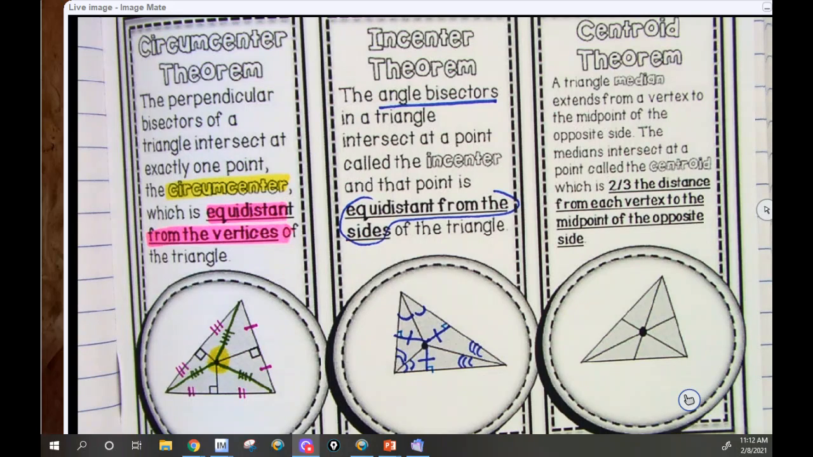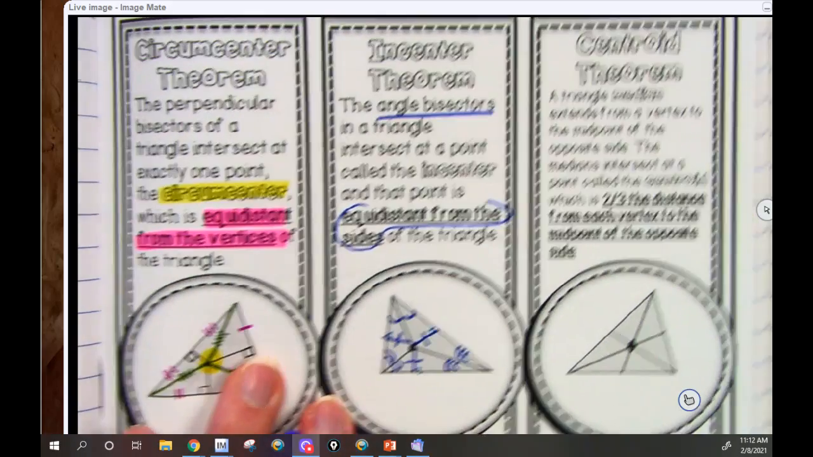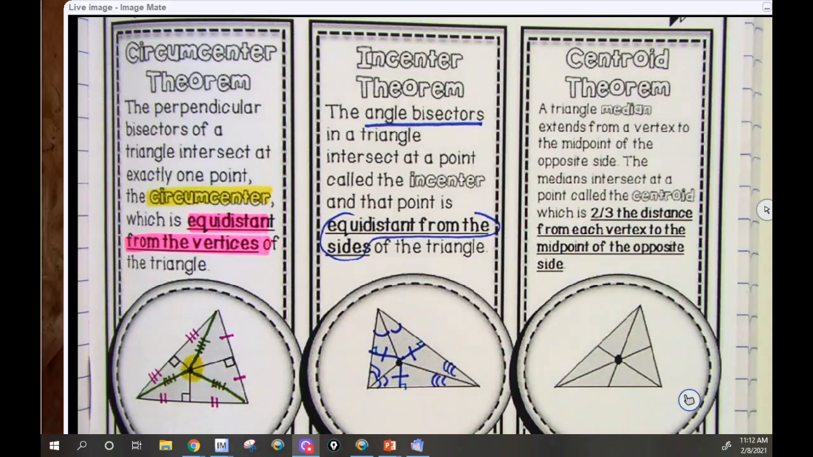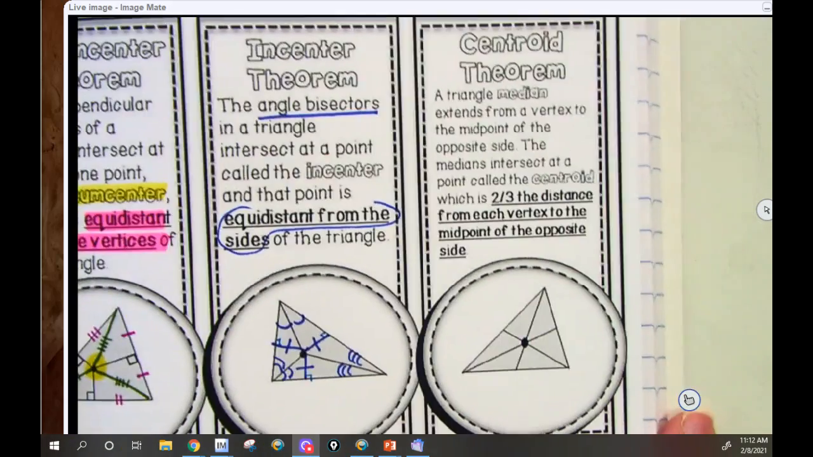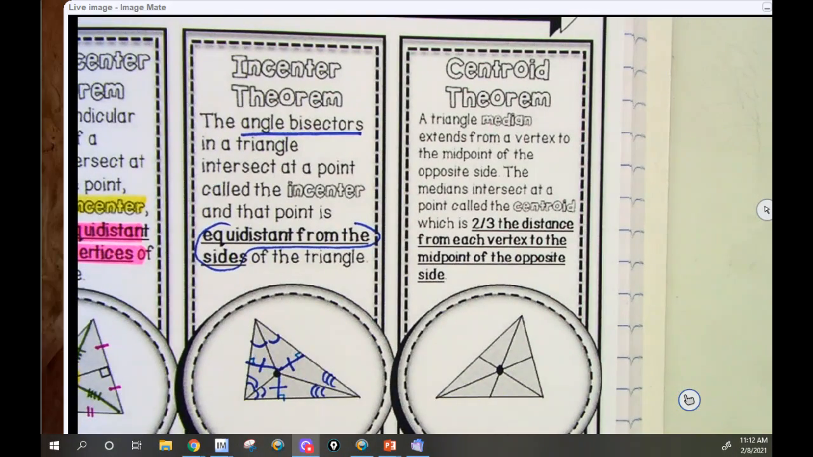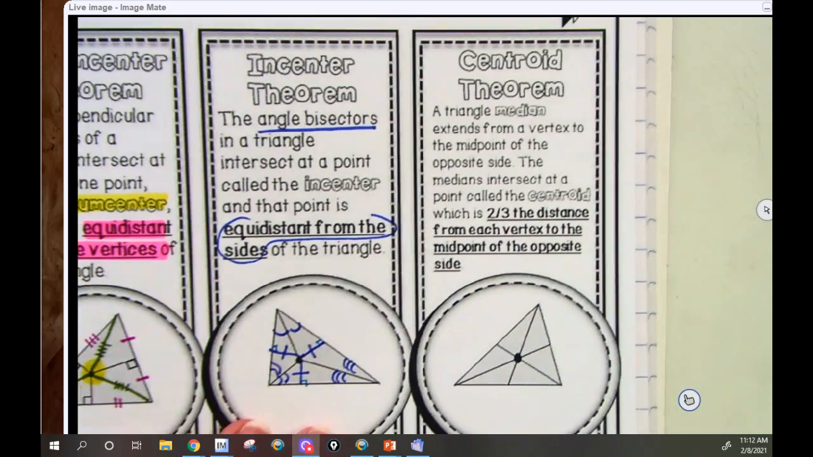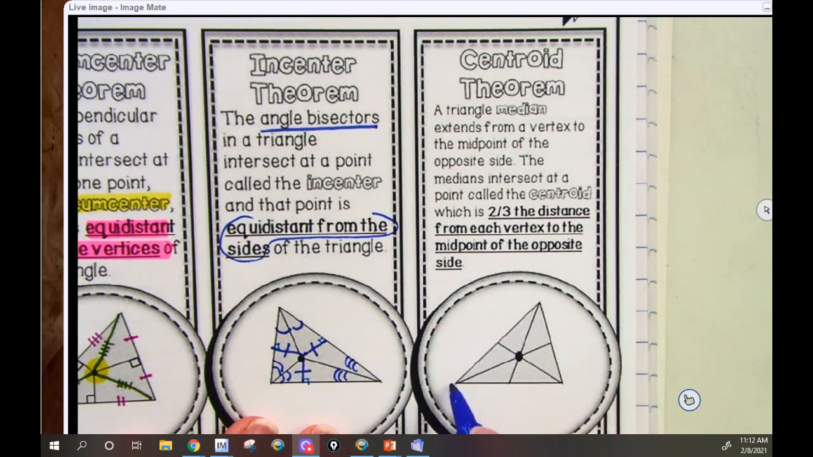Okay, one more triangle center theorem, and it's centroid. You guys have been okay with me doing one a day? Yeah. All right, because they're kind of all jumbled up today. Centroid. So what we have, we've got 3 vertices, right?